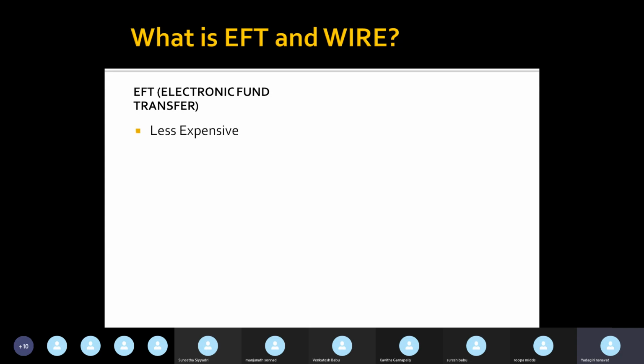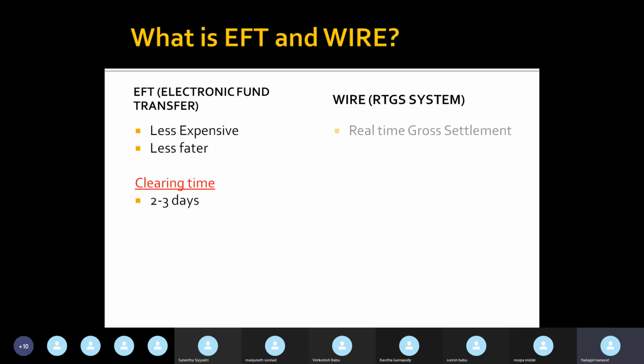Here, this is less expensive and less fast. And here clearing time will be 2 to 3 days. Coming to wire, it is the RTGS system, real-time gross settlement. Immediately the payment will be settled. It is more expensive for the purchase organization and faster. The clearing time will be the same day.